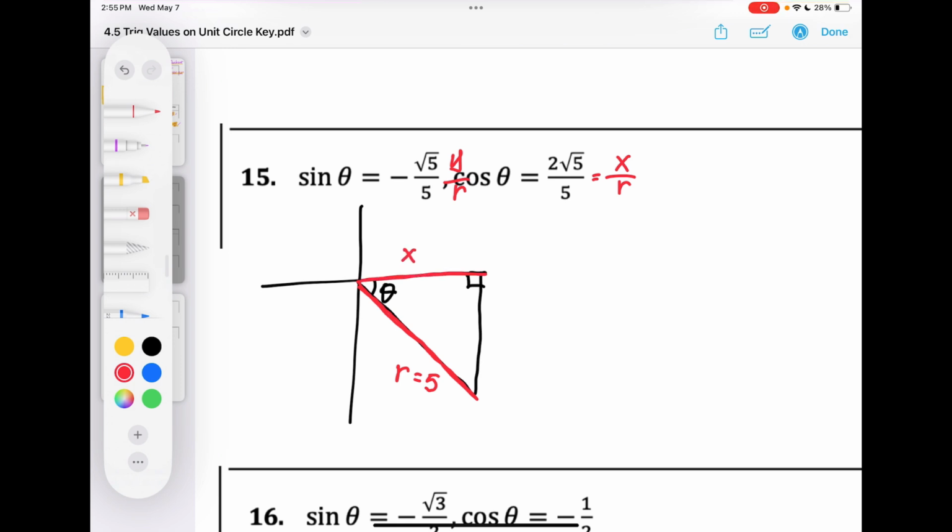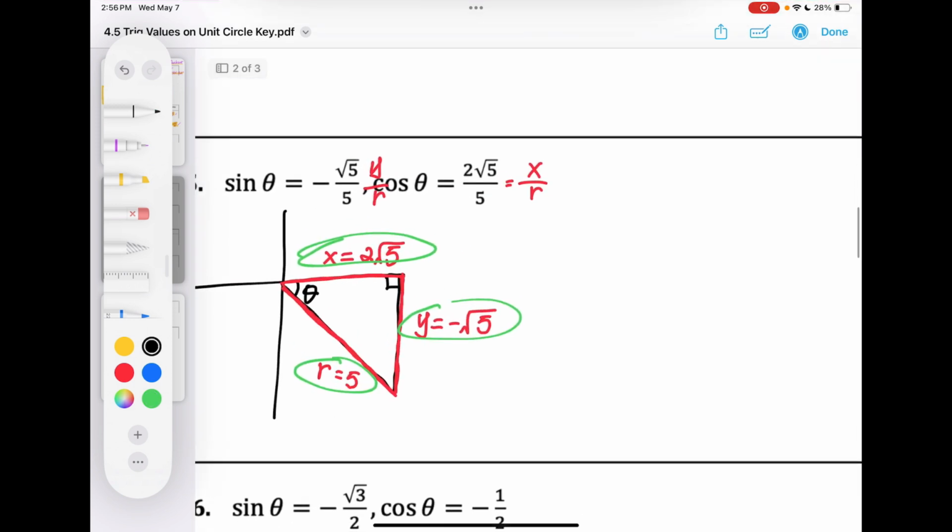You know that based on your picture, your x value is positive. So my x is equal to 2 square root 5. What you see is what you got. You know that my y value is negative. So y is equal to negative square root 5. What you see is what you got. Once you label x, y, and r, we can just go showtime.